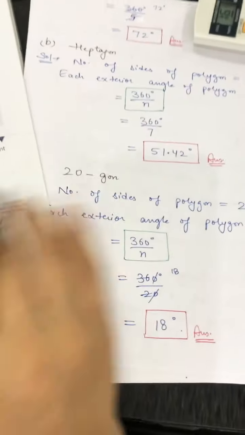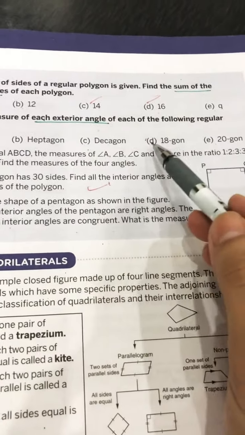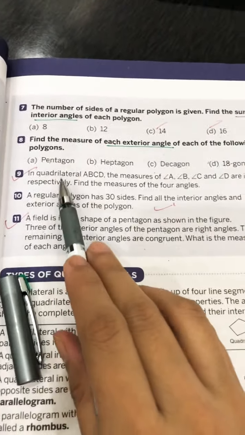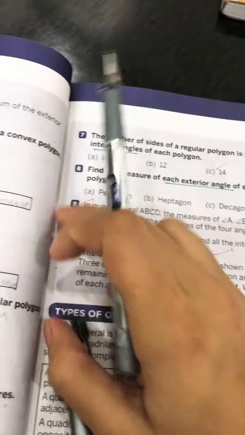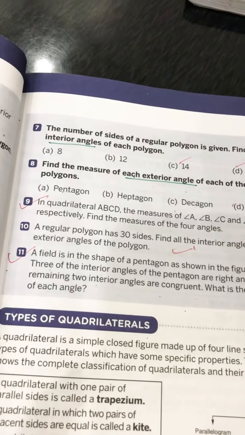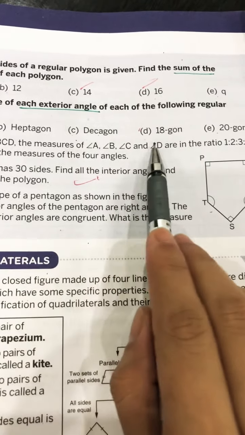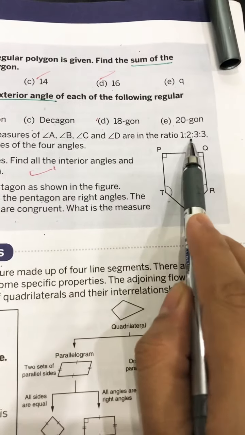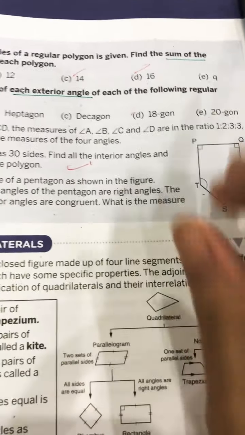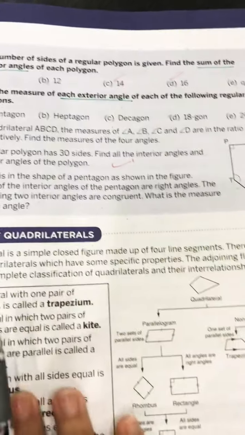So I have solved three parts of this question. You have to solve part number C and D by yourself. Okay, now let's move to question number 9. Question number 9 is, in a quadrilateral ABCD, the measure of angles A, B, C, D are in the ratio 1:2:3:3. Angles are given in the form of ratio. Find the measure of all the four angles.